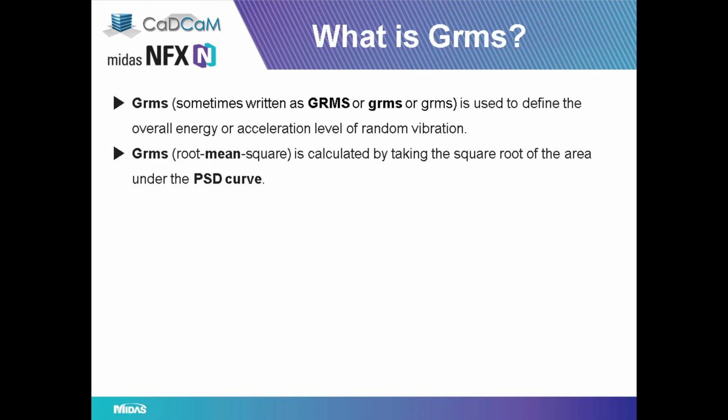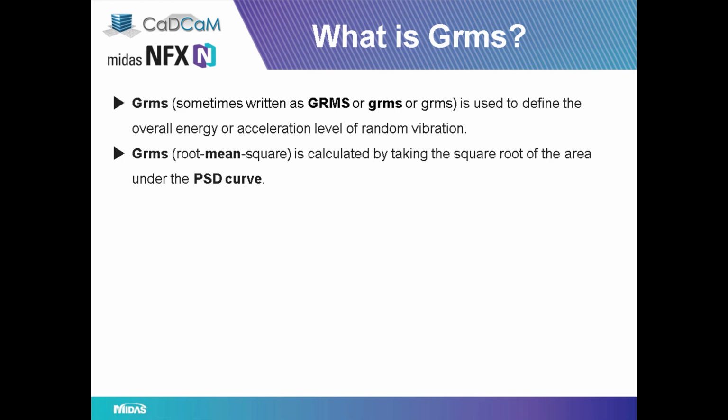What is GRMS? We have already spoken about it, but let's drill down into this issue. GRMS, sometimes written as grms, in capital or small letters, is used to define the overall energy or acceleration level in random vibration. GRMS, root mean square, is calculated by taking the square root of the area under the PSD curve.